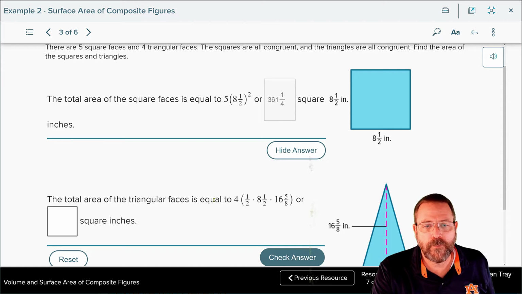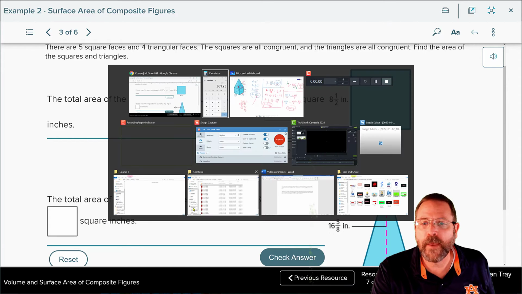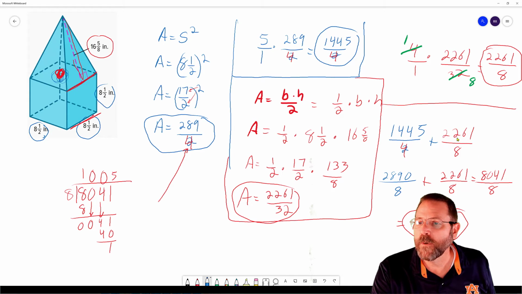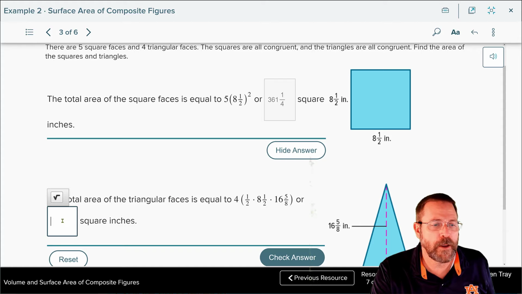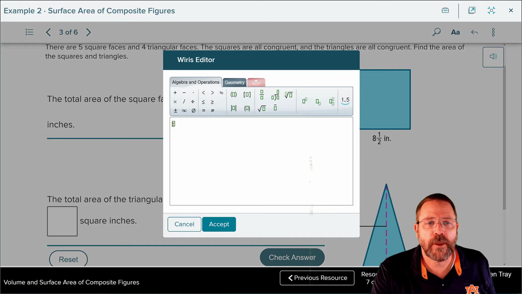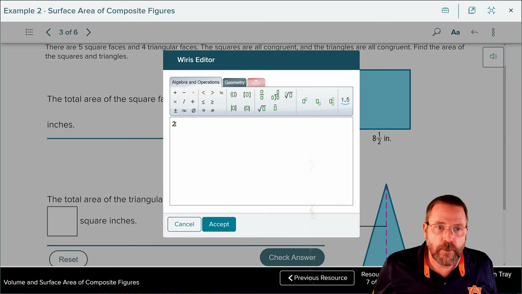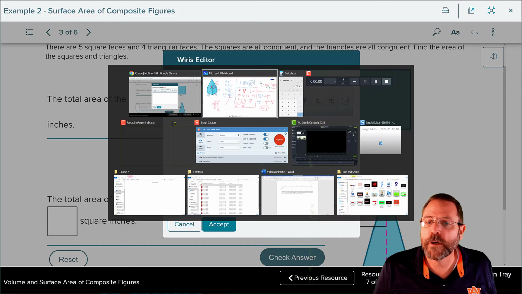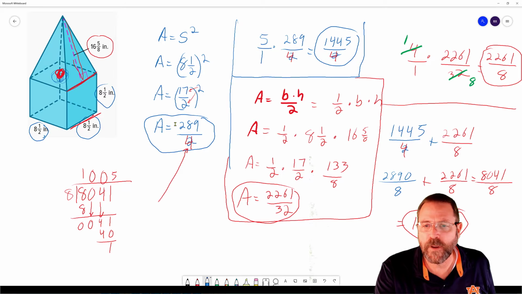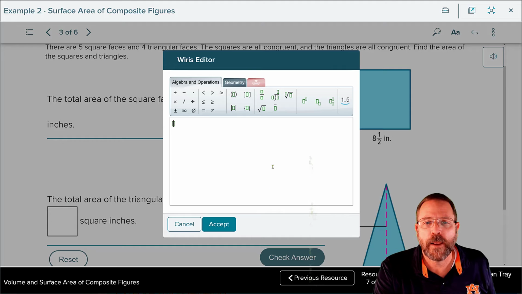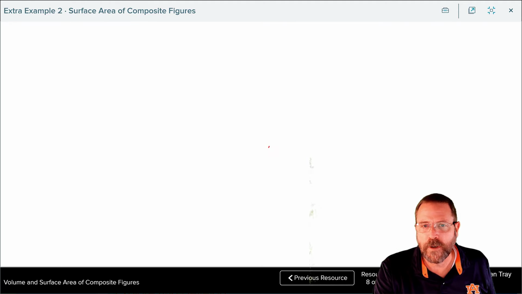Now the triangular faces equaled, let's see if we got that part right at least. We said 2,261 over 8. So let's see if they're going to give us that. 2,000. Oh, they're going to want it as a mixed number though, for what they're checking. So let's go. We're just going to skip that part. I don't care about you seeing it as a mixed number. It's silly to make it that. Instead, let's just move on and see if we get the final answer correct now.